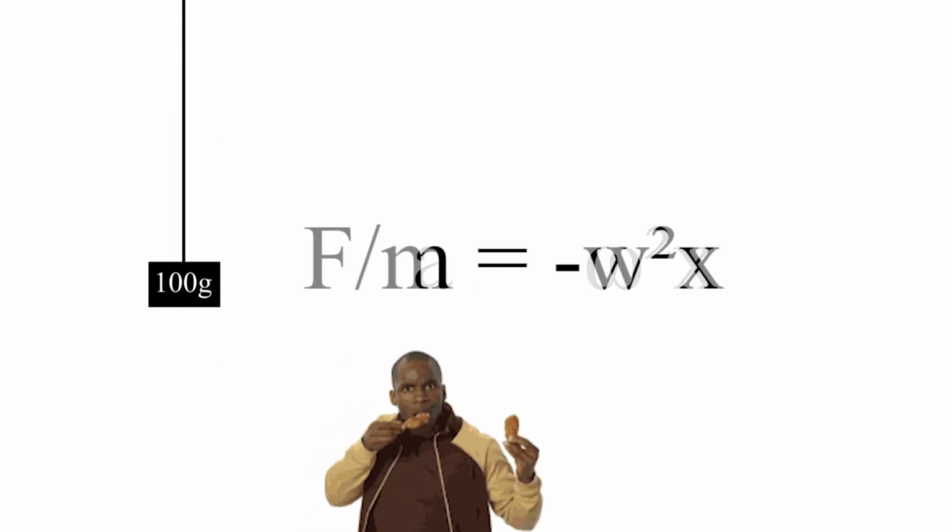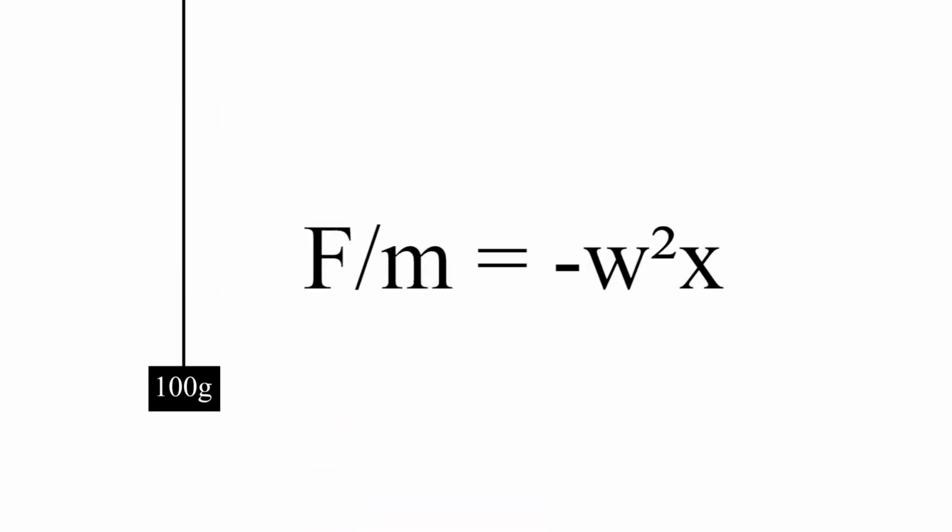So if we substitute in F over m for a, we see that force is now proportional to the displacement, but in the opposite direction. This is a key factor of simple harmonic motion.